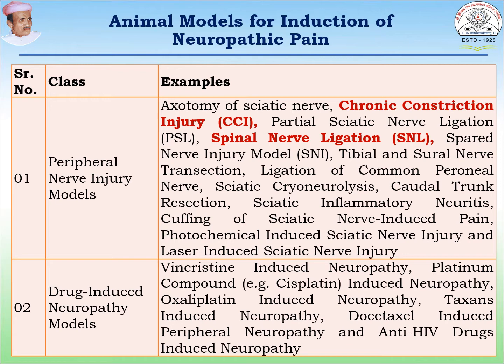Out of this, chronic constriction injury is the widely used and standardized model. Second is the spinal nerve ligation model. Then there are drug-induced neuropathic models, like vincristine, then your taxanes, then another drug like your platinum. So these also produce neuropathic pain.